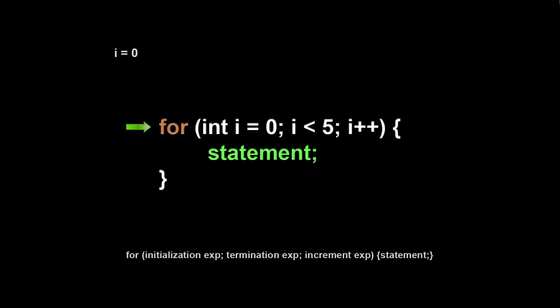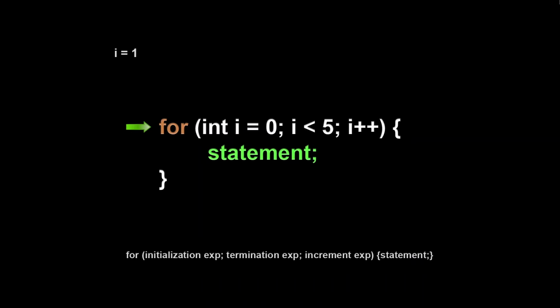The first time the for statement is encountered, the variable i will be set to 0. Next, the value of the variable i will be compared to 5. Since 0, the value i is currently set to, is less than 5, the contents of the for loop will be executed. And after that, the variable will be incremented by 1, since the increment expression is i++.